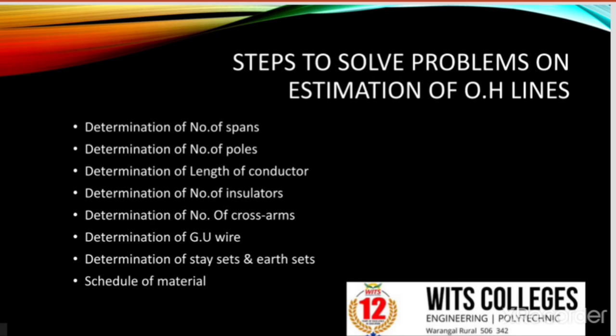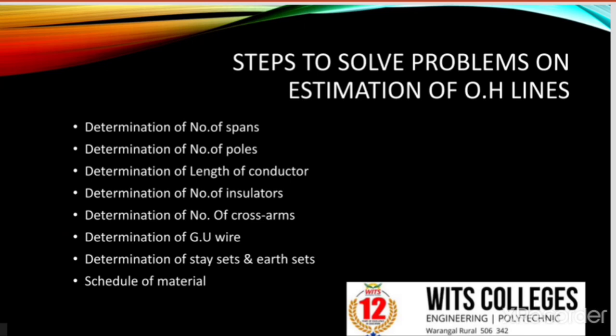After the determination of the number of poles, we will determine the length of the conductor. The length of the conductor can be determined as the length of line times n, plus 4% for sag and wastage. Here n is nothing but the number of conductors. The number of conductors will be fixed: for a single phase system, the number of conductors will be 2. For a 3 phase system, it will be 3, and for a 3 phase 4 wire system, it will be 4. So by using this formula, we will find the length of the conductor.